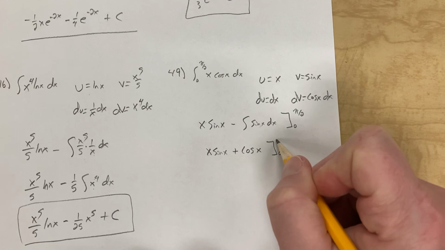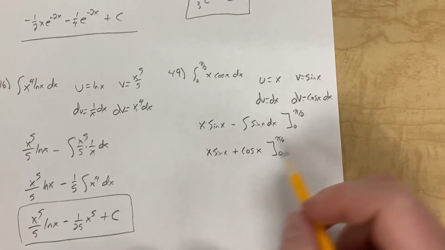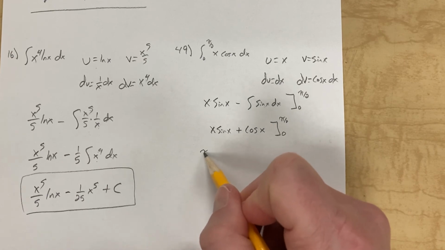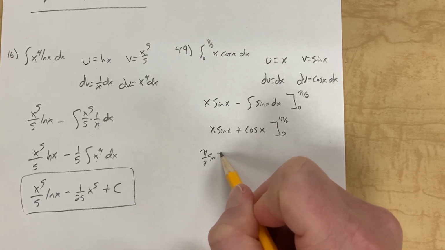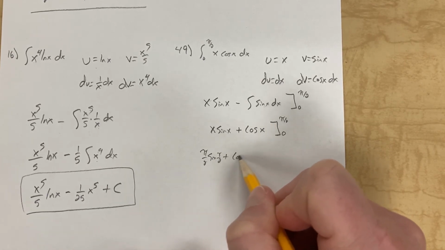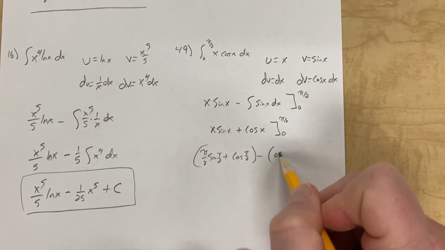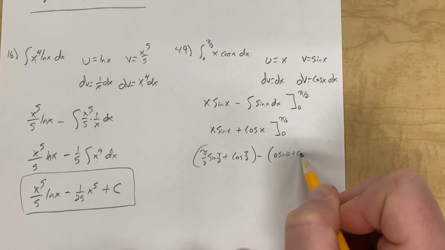And now we're going to evaluate it from 0 to pi over 2. So this is just the normal fundamental theorem. Put pi over 2 in. You're going to get pi over 2 sine pi over 2 plus cosine pi over 2, minus 0 sine 0 plus cosine 0.